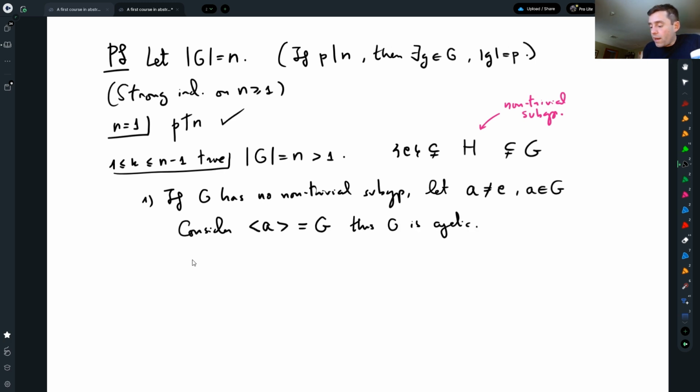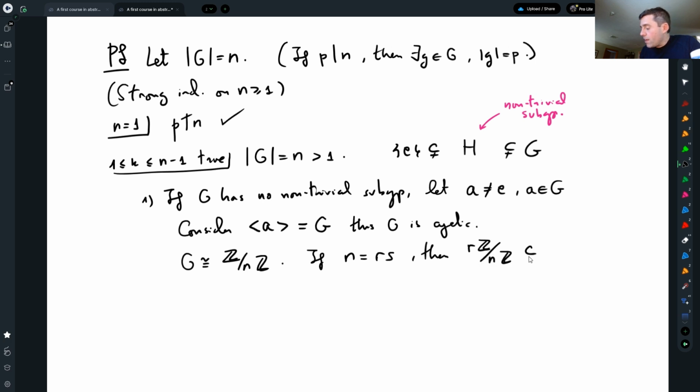But we know that a cyclic group of order n is isomorphic to Z modulo nZ. If n was not prime, if n is actually a product of two integers, then a proper multiple subgroup of Z modulo nZ would be a non-trivial subgroup of Z modulo nZ. This would be non-trivial if this is a non-trivial factorization of n, and therefore G must be of prime order.